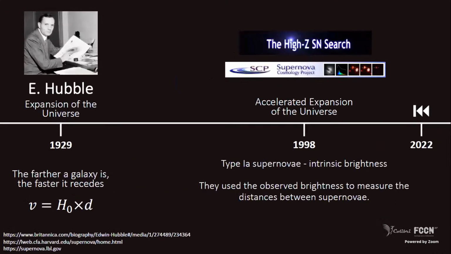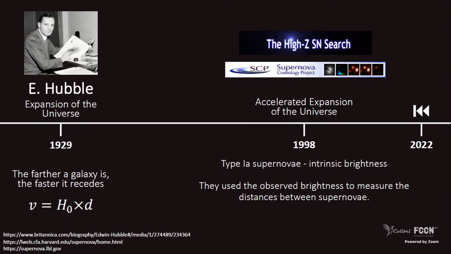So if we go back almost 100 years to 1929, we find Hubble discovering that our universe is expanding. He formulated Hubble's law, which shows us that the farther a galaxy is, the faster it recedes. But if we move on to 1998, almost 20 years ago, we discover that our universe is expanding with increasing speed. This was found through type 1a supernovae, which are astrophysical objects with intrinsic brightness. They use them to observe the brightness and measure the distance.